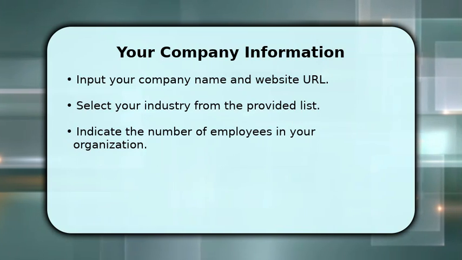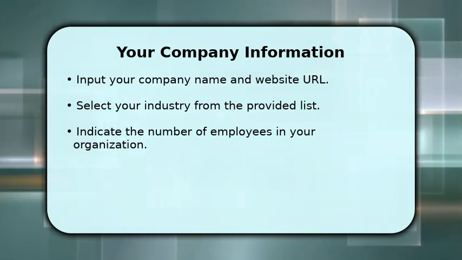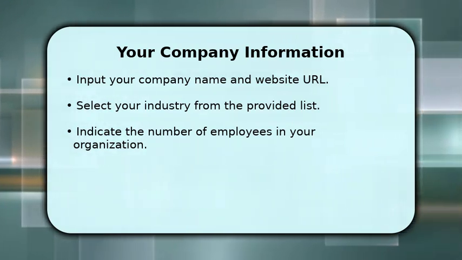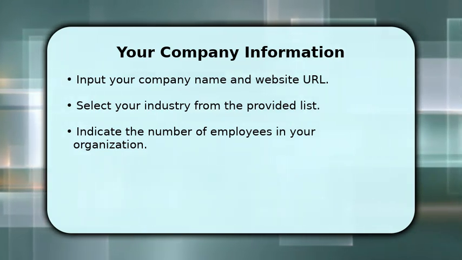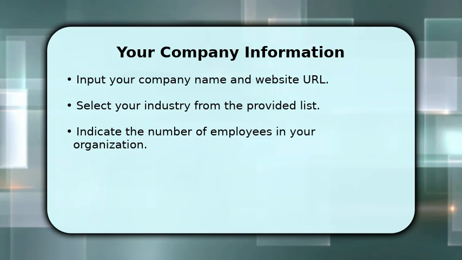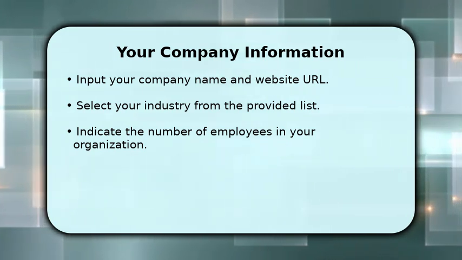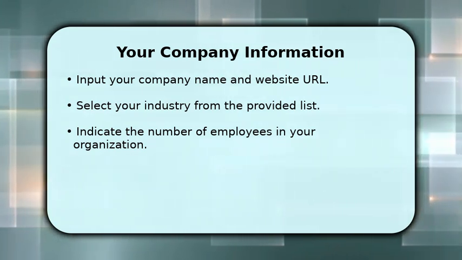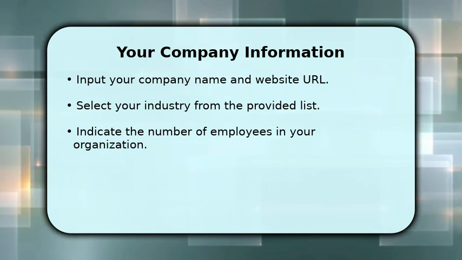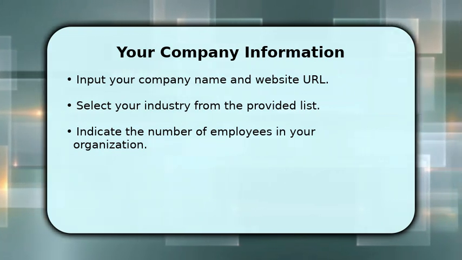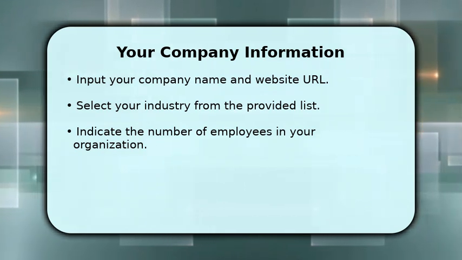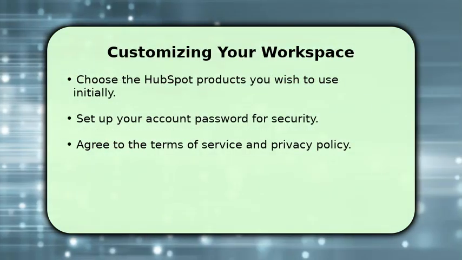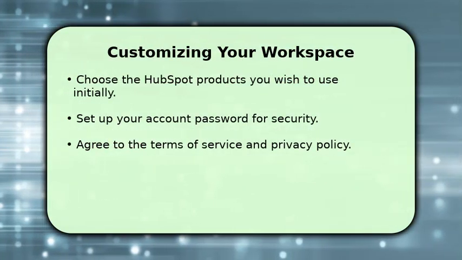After entering your email, you'll need to provide more details about your company. This includes your company's name and its website address. You'll also select your industry from a drop-down menu, which helps HubSpot tailor your experience. Don't forget to specify the approximate number of employees in your organization and your primary role, such as marketing manager or sales director. Now it's time to customize your HubSpot workspace.